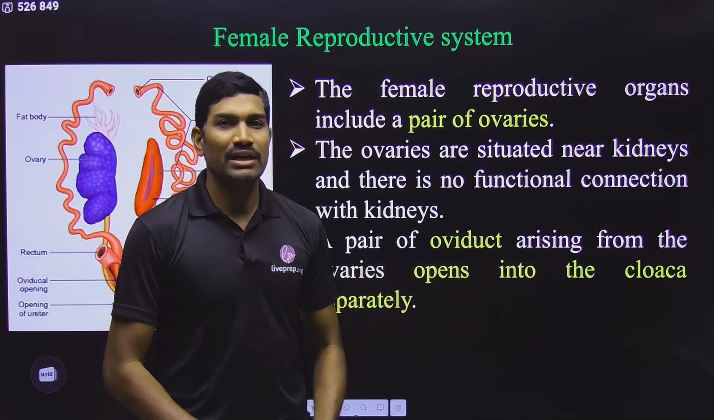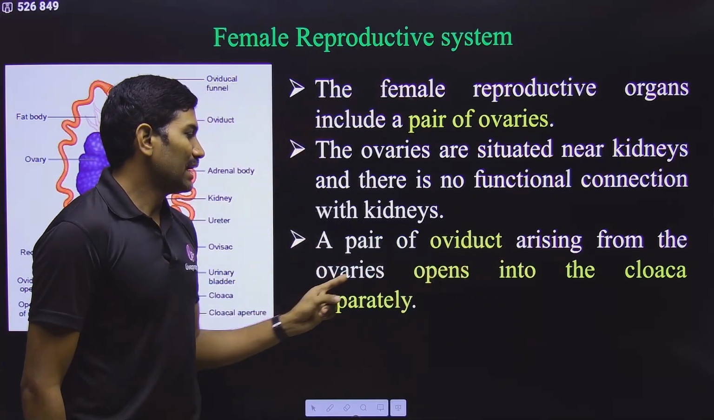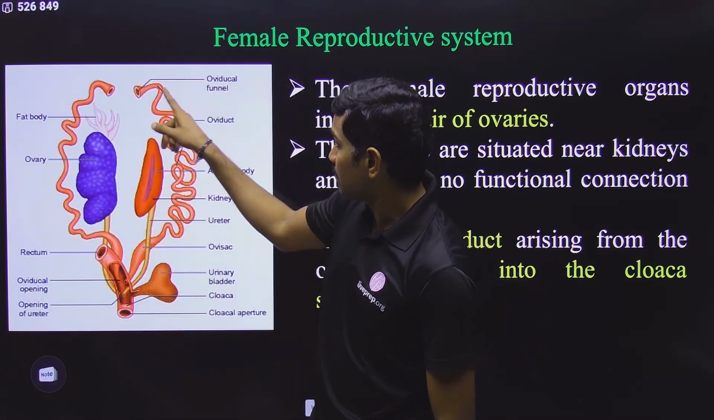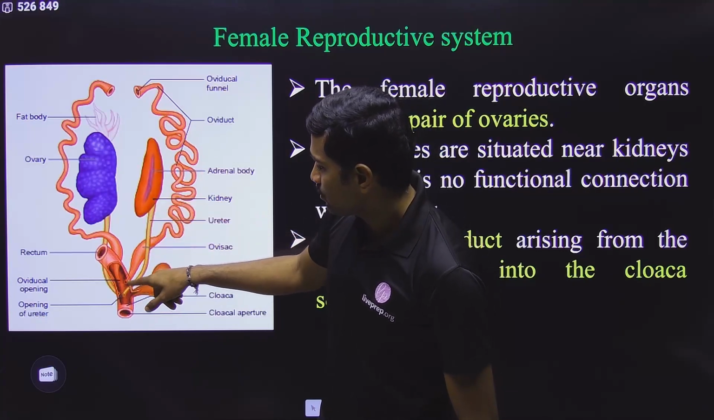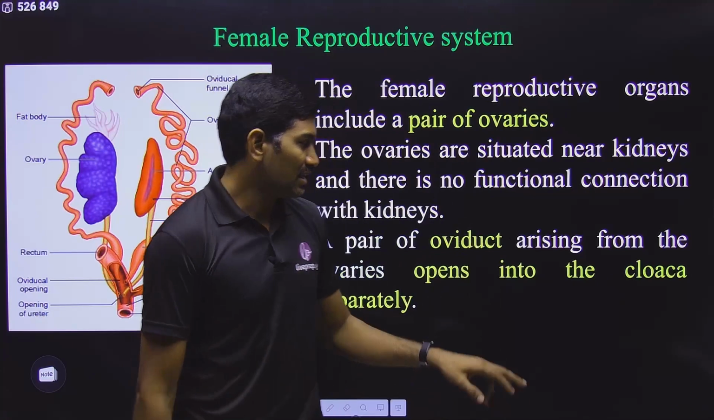A pair of oviducts, these are the oviducts. A pair of oviducts arising from the ovaries will open into the cloaca separately. They have separate openings because the ureters have a separate opening and the oviducts have a separate opening. This is the information they are giving here.